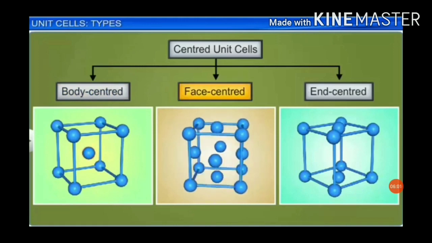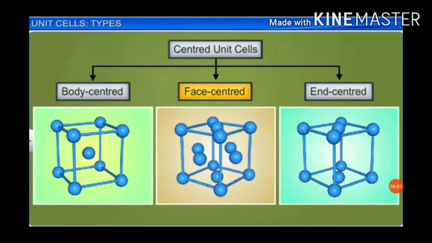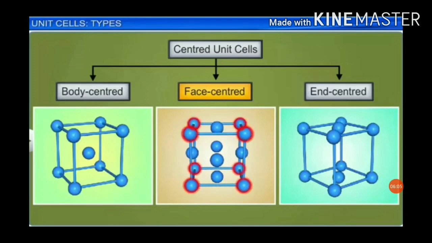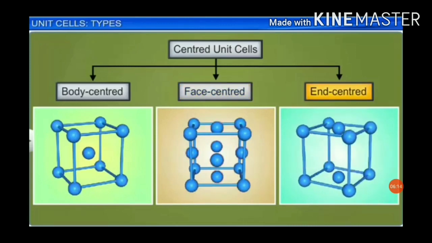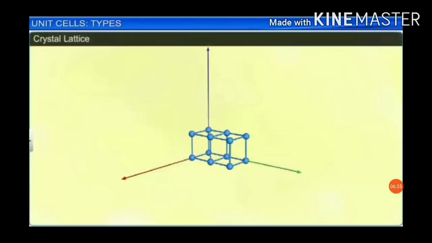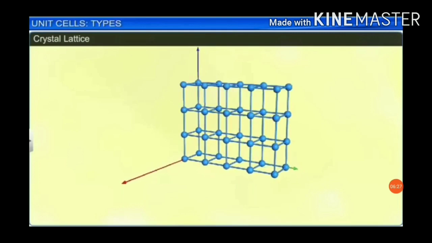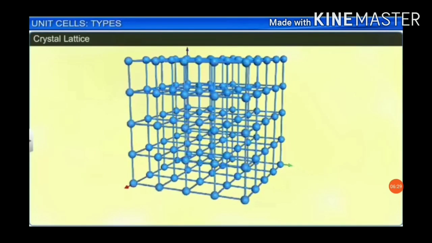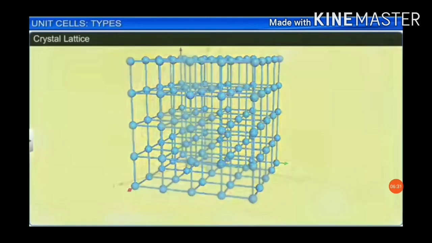The second one is the face-centered unit cell. Such a unit cell contains one constituent particle present at the center of each face in addition to the particles present at its corners. The third one, end-centered unit cell. In such a unit cell, one constituent particle is present at the center of any two opposite faces in addition to the particles present at its corners.